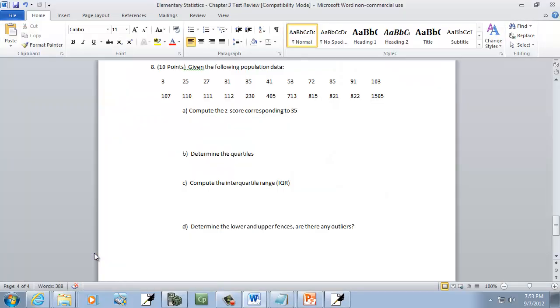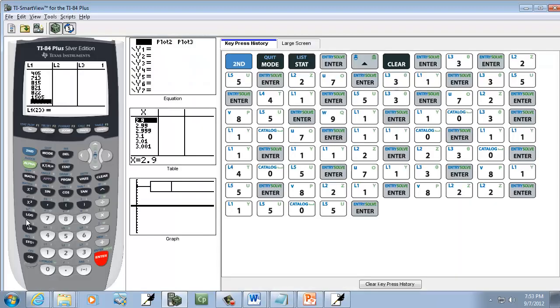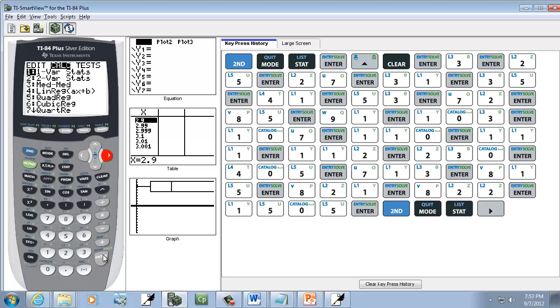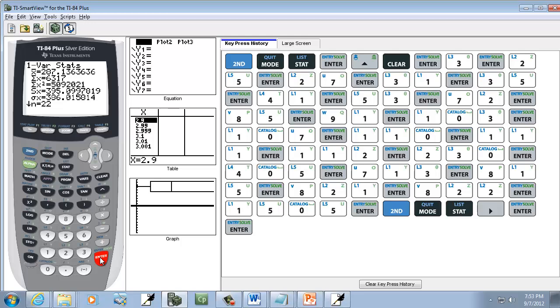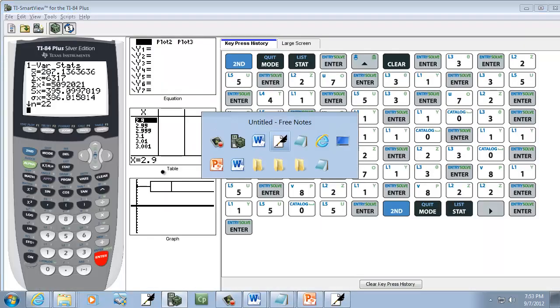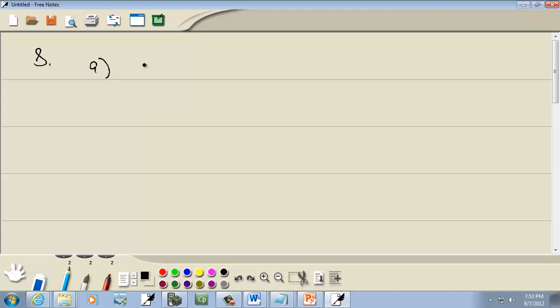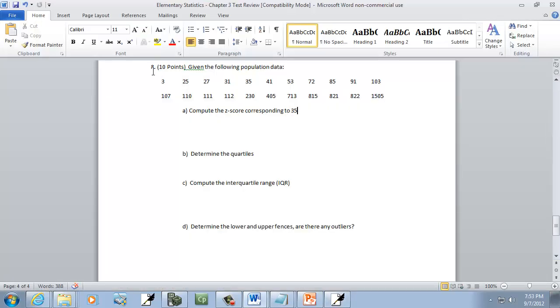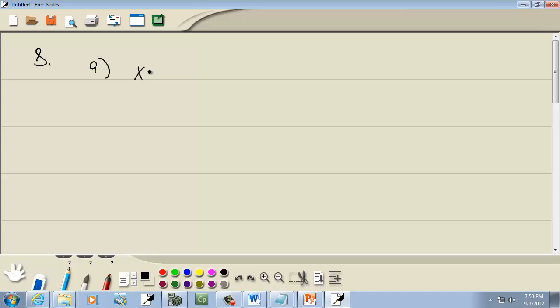Okay, I'm pretty sure I was really careful when I was entering those in, so I'm pretty sure I entered those all in correctly. Now let's exit out, do a second mode, and we're going to get our mean and standard deviation by doing one of our stats. So press stat, right arrow to calc, do enter on one of our stats, and enter again. Okay, so for the first part here, A, we want to find a z-score of 35. So they're telling us x is 35.